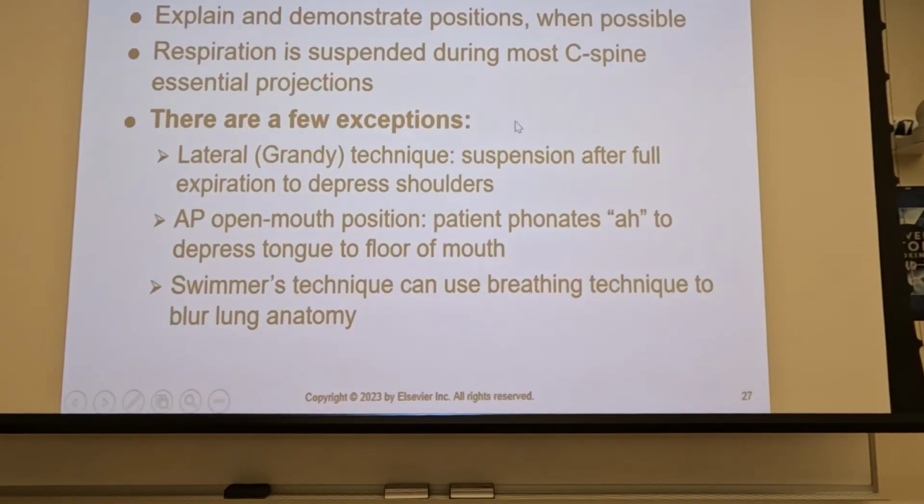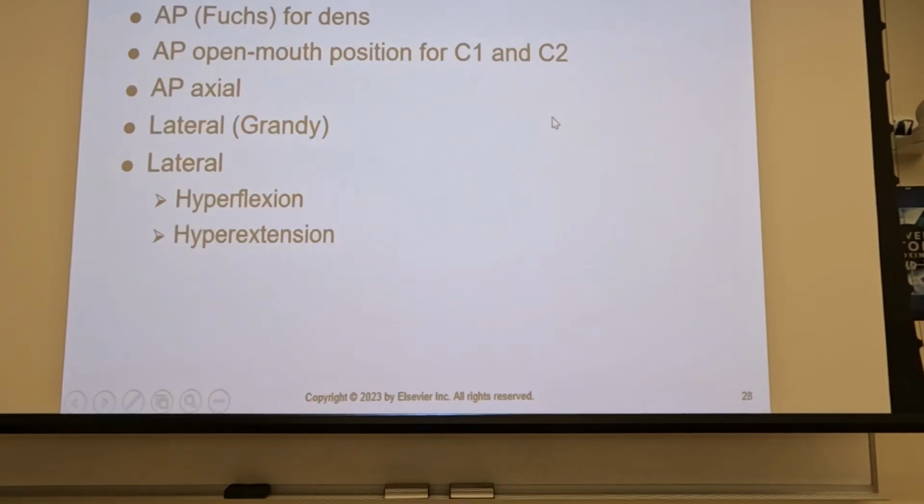All right. So breathing instructions we'll talk about on each individual view. What we're going to talk about are a couple of different APs. We're going to talk about AP Fuchs, and that's for the dens itself. We're going to talk about the open mouth odontoid. We're going to talk about the AP. Most people are just going to call it AP. It's going to be AP axial. We're going to talk about the lateral. That's a Grandy method.